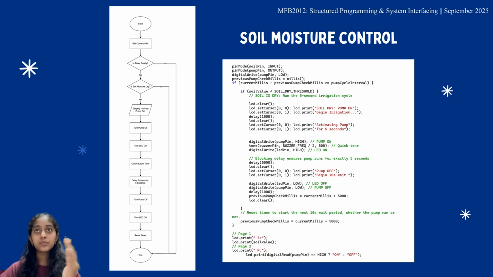If it's not, it comes to an end. If it is, we go to the next one, whether the soil moisture is dry or not. So if the soil moisture is not dry, we go to the end again. But if it is dry, then we would display that the soil is dry and the pump is turned on.